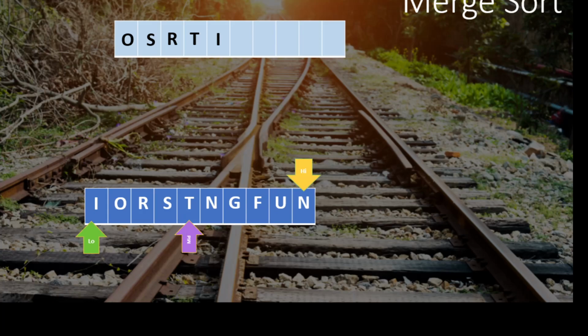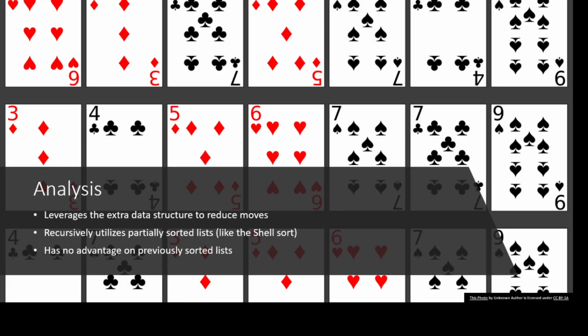So the merge sort's pretty cool because it leverages this extra data storage to speed everything up. And it recursively sorts partially sorted lists. So it's kind of like the shell sort in that. But it has no advantage on previously sorted lists. So the shell sort tends to be, on average, a little bit quicker when things are already sorted. And it tends to be dramatically faster because of the way the shell sort works.